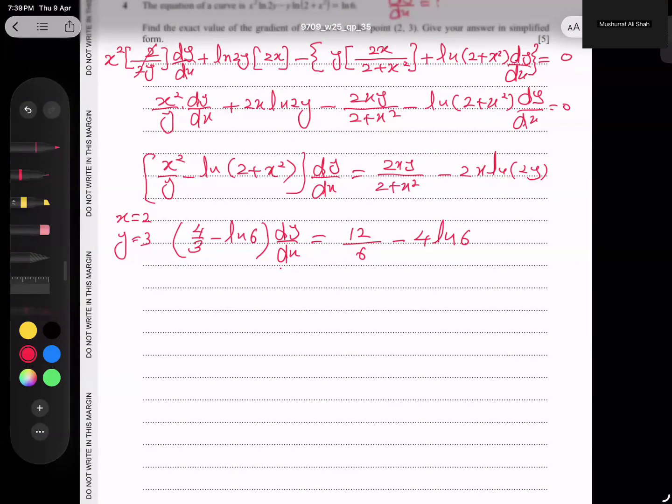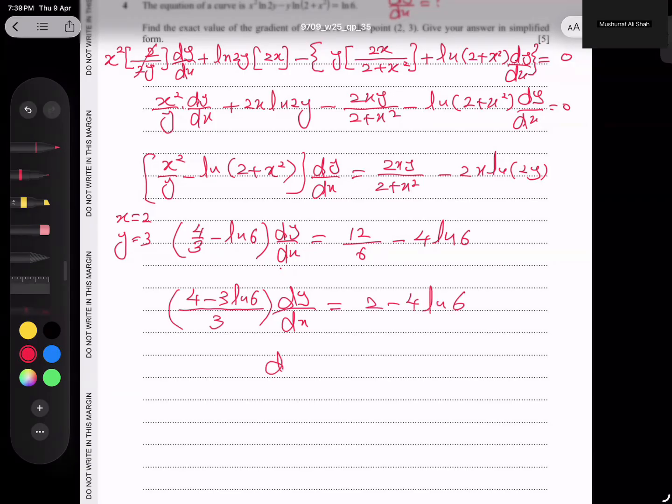Yes, students, what is important here? We will take the LCM here. The LCM is 3, and this 3 will multiply with this number. So 4 minus 3 ln 6 into dy over dx, and on the right hand side we will take the LCM as well. And sorry, this is 4, 6 twos are 12. So 2 minus 4 ln 6.